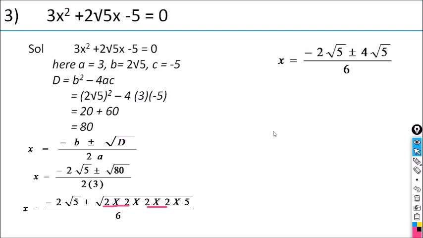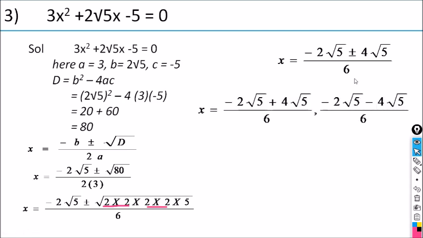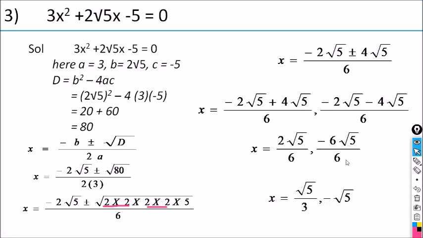So the next step, we get minus 2 root 5 plus minus 4 root 5 by 6. Further, two cases will be there, one for the positive sign, second for the negative sign. By simplifying this, you get 2 root 5 by 6 and minus 6 root 5 upon 6. Overall, by simplifying, we get root 5 by 3 and minus root 5.